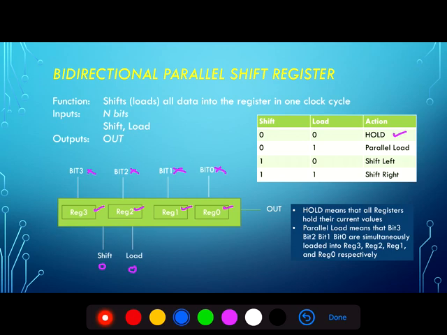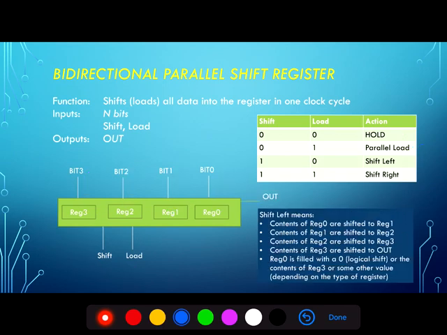On the other hand, if shift is equal to 0 and load is equal to 1, we perform a function called a parallel load. In a parallel load, bit 3 is now loaded into register 3, bit 2 is loaded into register 2, and so on for bit 1 and bit 0. In the 2 remaining functions, shift left and shift right, information is transferred to the left or to the right.